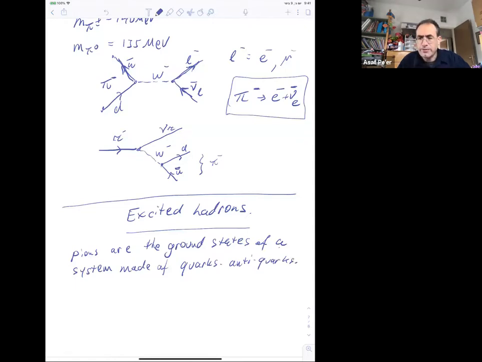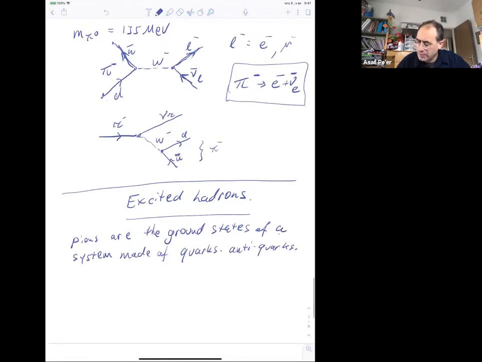So in this system, we have that both the orbital angular momentum and the spin are zero, right? So L is equal to S equal to 0. And we can also think of this as a wave function whose radial wave function is also in the ground state. So N is equal to 1.